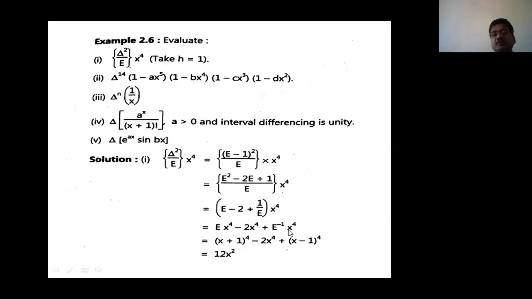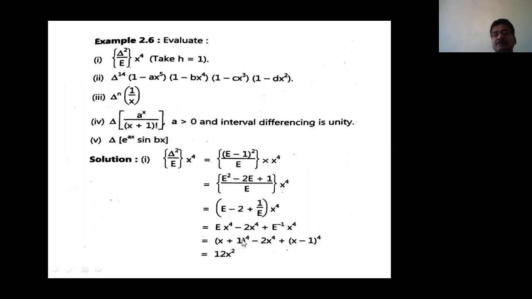1 of x raised to 4 means what? Shift the point one point previous, or back. So what is the previous point? By subtracting h, we have the previous point. But h is 1, therefore E raised to minus 1 of x raised to 4 is what? It is (x minus 1) raised to 4. What is E inverse f(x)? It is f of x minus h. But h is 1, therefore (x minus 1) raised to 4.